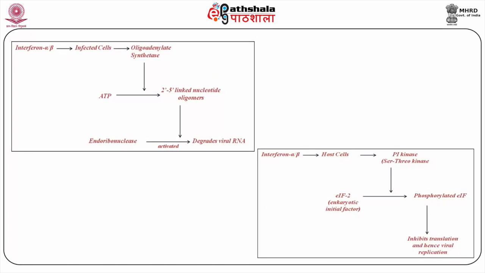IFN alpha and IFN beta bind to a common interferon receptor on both infected and neighboring cells. This receptor uses a Janus family tyrosine kinase mediated signal transduction pathway. Signal transducers and activators of transcription, STATs, induce synthesis of host proteins which inhibit viral replication.